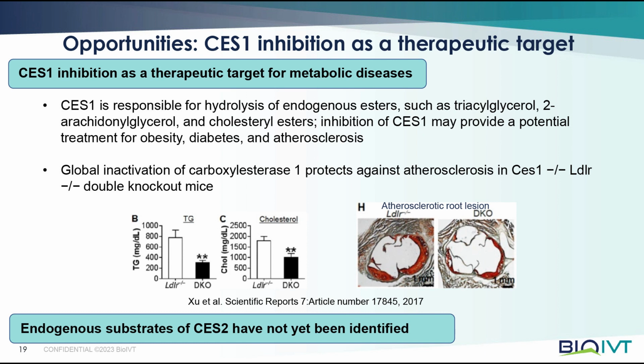So what this lab did is they developed a global knockout of carboxylesterase 1, along with an LDL receptor knockout. To walk you through this a little bit, with the single LDL receptor knockout, as expected, you would see very high levels of triglycerides and cholesterol. But in the double knockout, you still lack the LDL receptor, now you've knocked out carboxylesterase 1, and you can see that triglycerides and cholesterol both decrease. They even showed that the atherosclerotic root lesion is decreased in the double knockout as well. So it may be an area for future focus in terms of therapeutic areas.